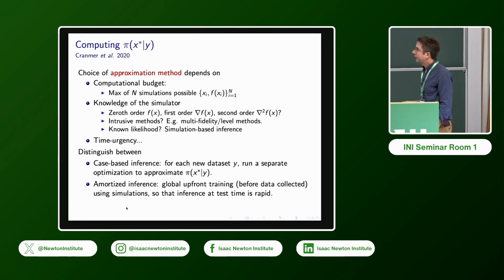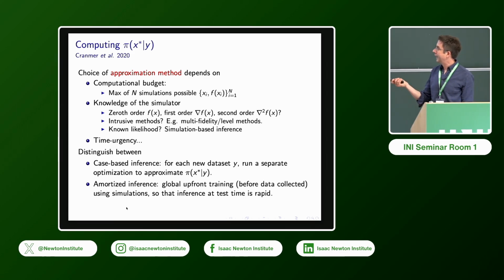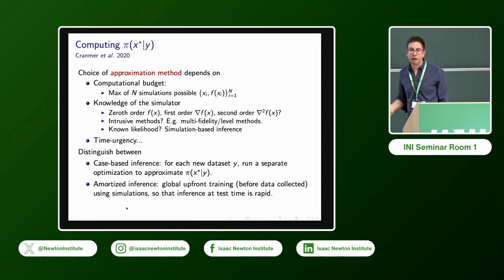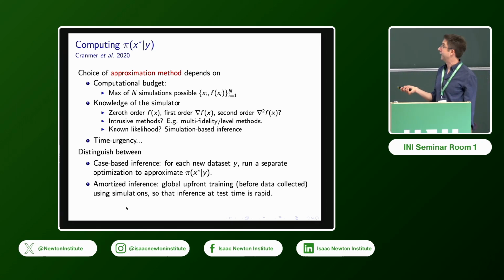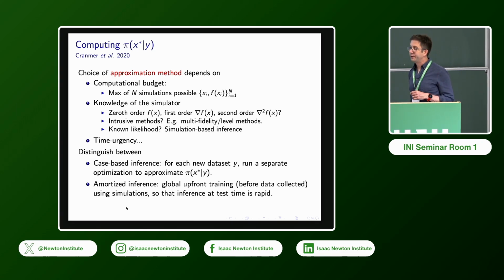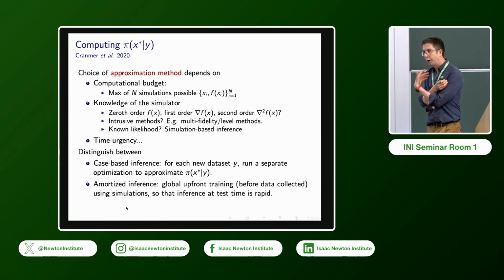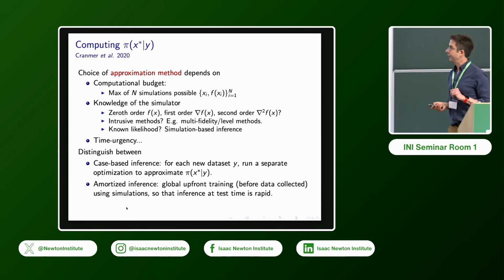So I'm going to distinguish briefly between case-based and amortized inference. The idea behind case-based inference is what everyone will be familiar with. For each data set Y, we run a separate algorithm of some sort to learn the posterior. Someone comes along with a new data set, we have to run the algorithm again. MCMC or whatever it is, we have to start over, redo the calibration.